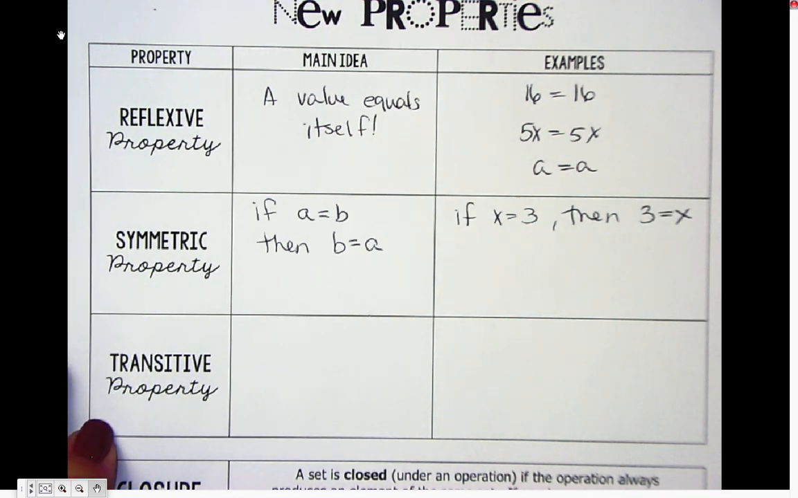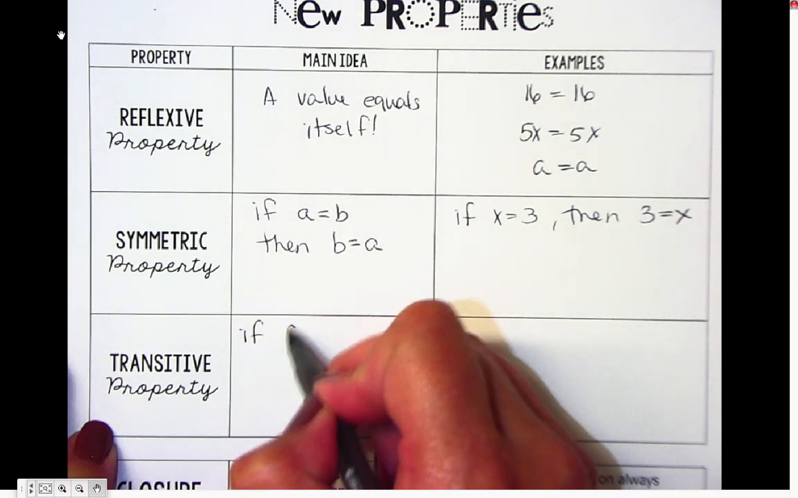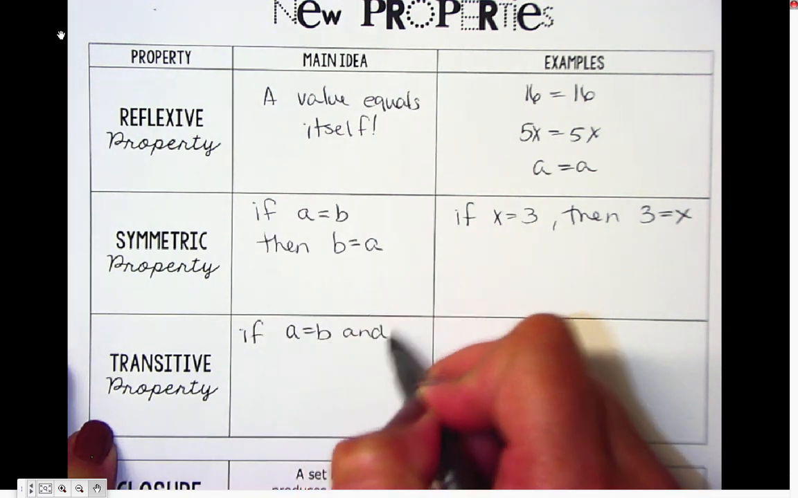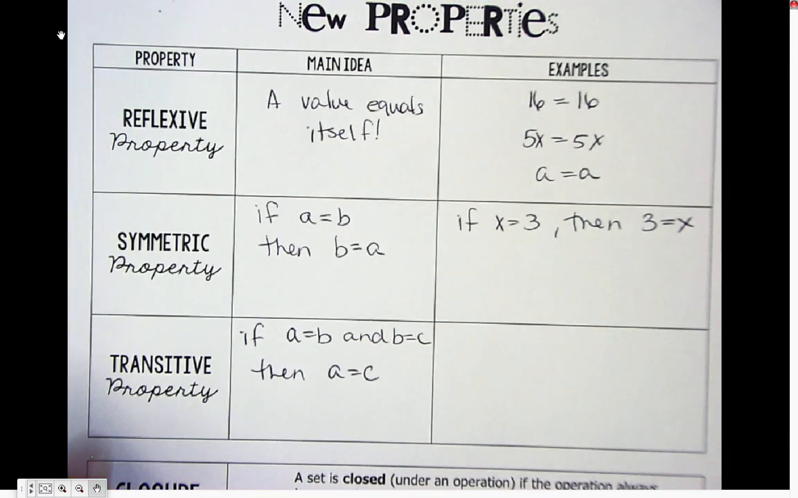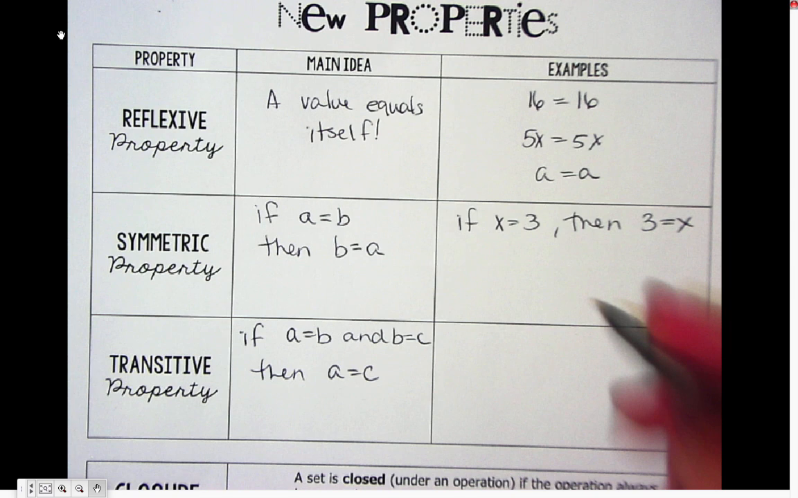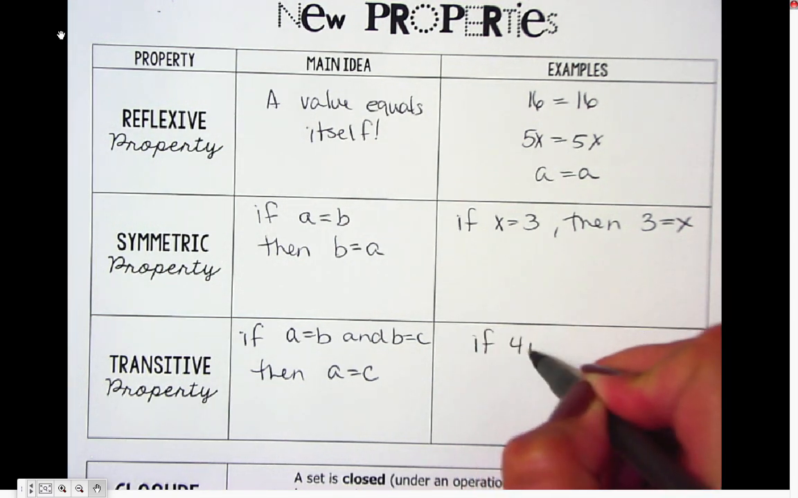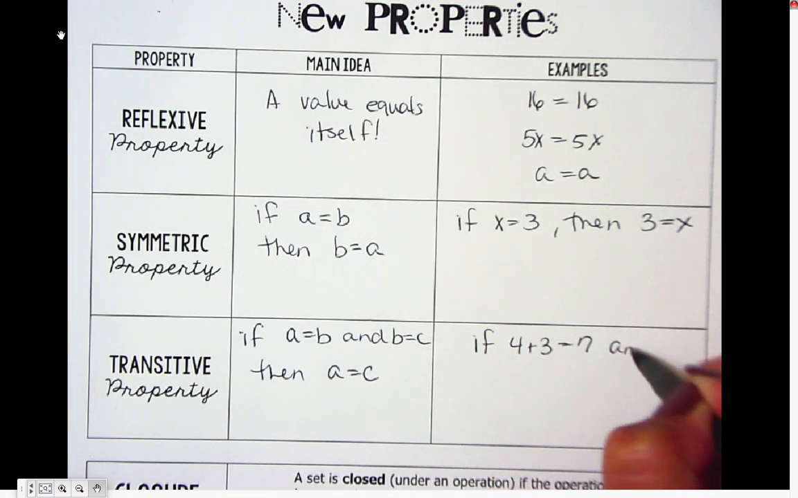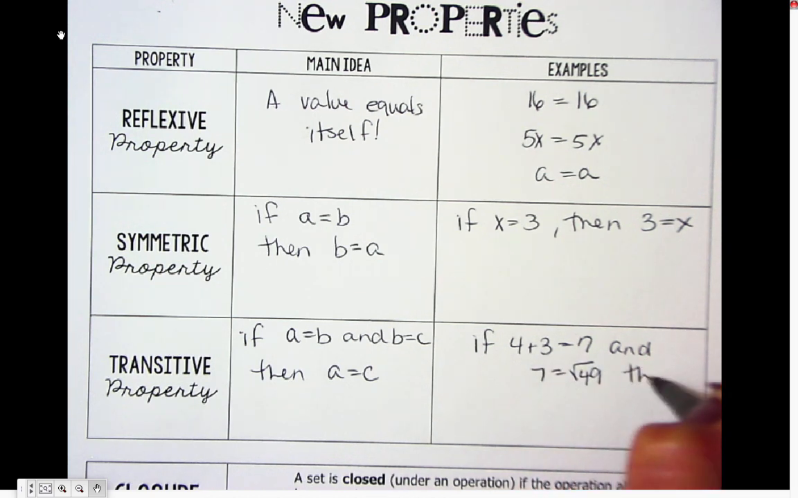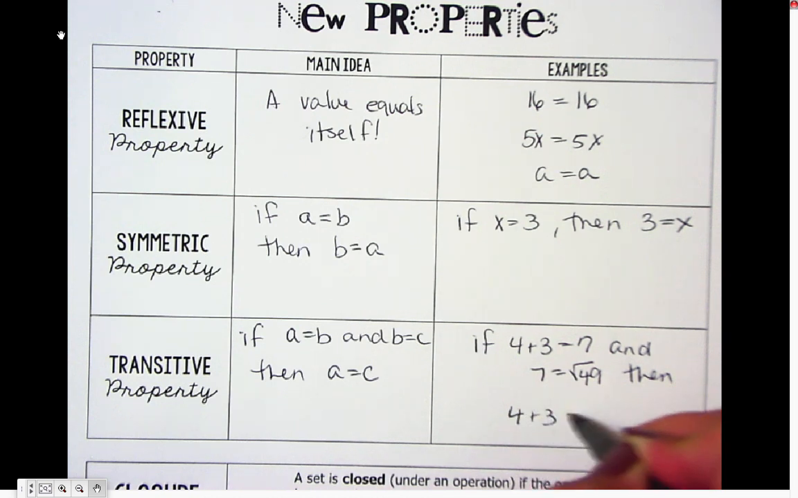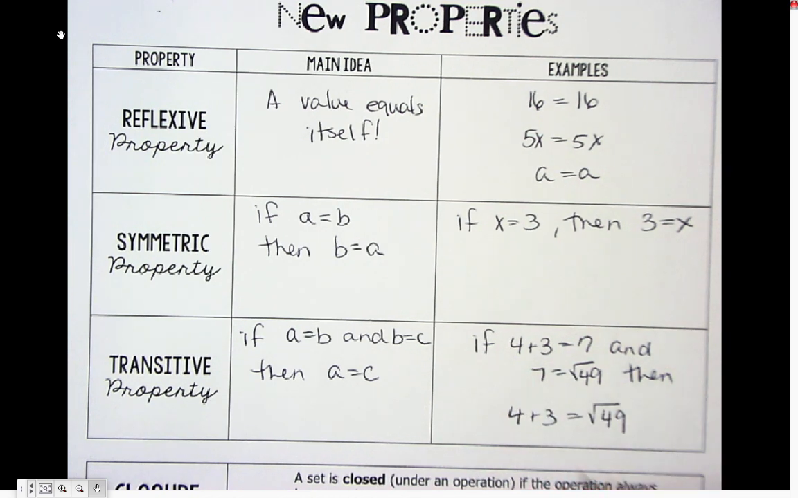Then we have the transitive property that says if a is equal to b and b is equal to c, then a is going to be equal to c. So if 4 plus 3 equals 7 and 7 is equal to the square root of 49, then 4 plus 3 is equal to the square root of 49. So we have 4 plus 3 is equal to 7. 7 is also equal to the square root of 49. So then those two things must be equal as well.